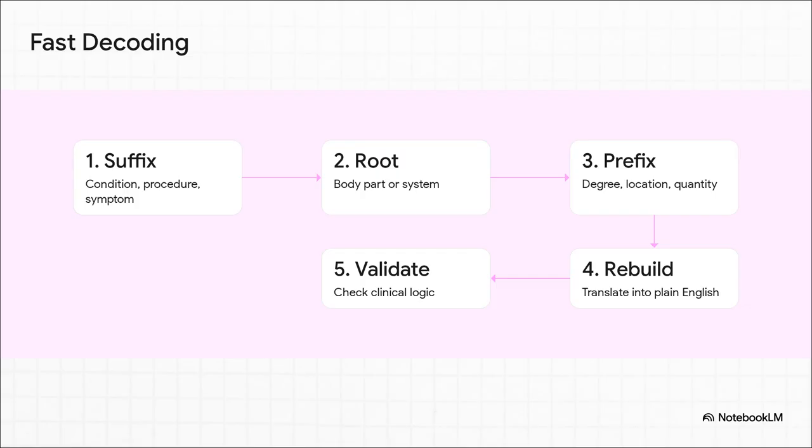Step 1, start at the end with the suffix to figure out what category of thing is even happening. Step 2, identify the root so you know exactly what body structure is involved. Step 3, add the prefix from the beginning to find out how many, where, or how severe it is. Step 4, rebuild the whole thing in plain English. And finally, Step 5, validate that your translation actually makes clinical sense.